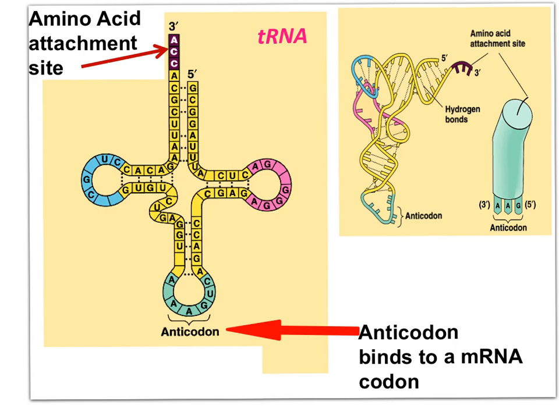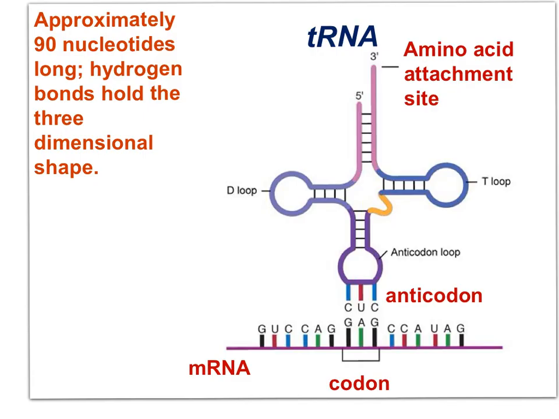Here is another schematic diagram of tRNA. Hydrogen bonding holds the 3-dimensional shape of the molecule. You can see where the amino acid is attached at the 3' end, and this image nicely shows the relationship between the codon and the anticodon. The codon-anticodon relationship ensures the proper amino acid comes into place in the synthesis of the polypeptide.